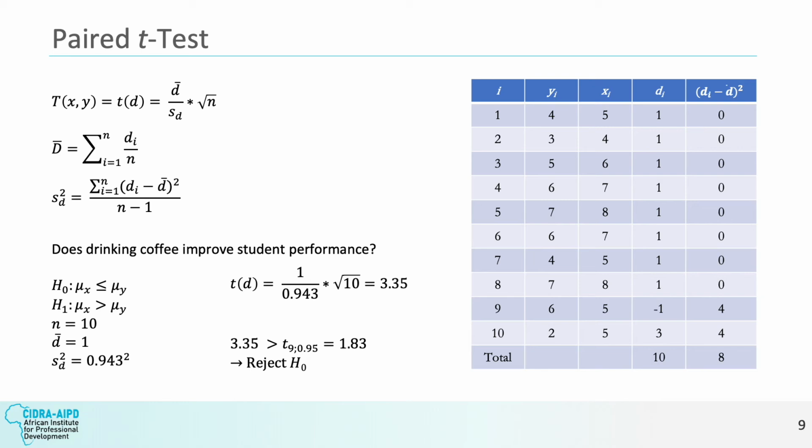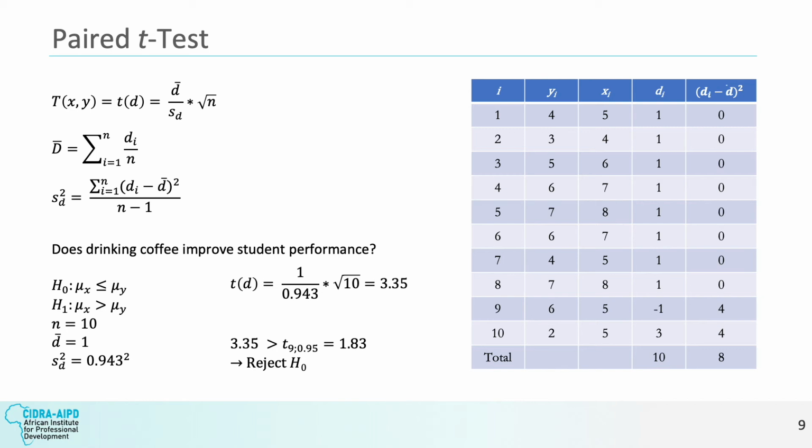The table on this slide shows the measurements for 10 students. For each student i, we calculate the difference between their pre-treatment score, yi, and their post-treatment score, xi. This difference is di. We then use the sum of all the differences to calculate our sample mean and use the sample mean subtracted from each individual difference to calculate the sample variance. I've already given the values for the sample mean and sample variance here, so let's just calculate our test statistic.